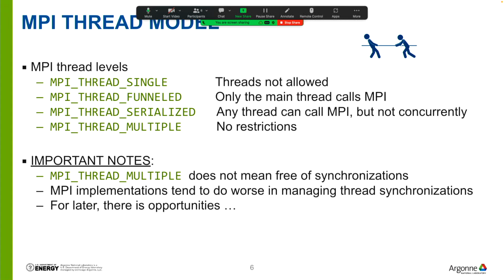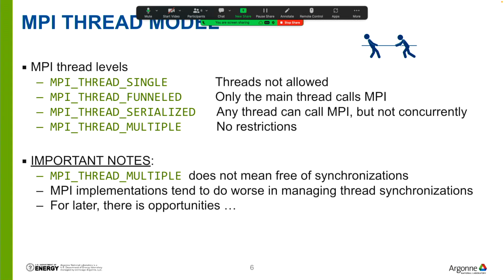So for thread single, thread funneled, and thread serialized, the application layer is managing the synchronization, and MPI gets to still assume the serial model and easily maintain its high communication performance because it doesn't need to worry about the data race. But for MPI thread multiple, we place no restrictions on the application layer. But that doesn't mean the whole program is free of synchronizations. So what ends up is we push the burden to the MPI library.